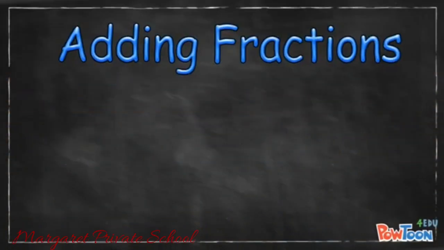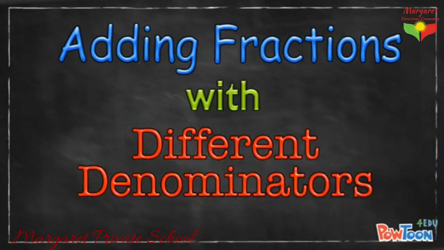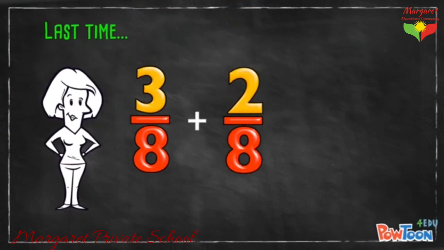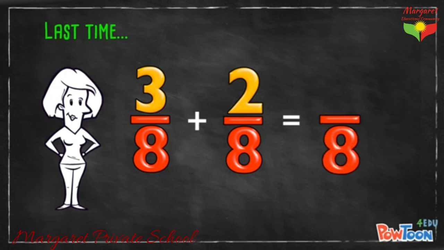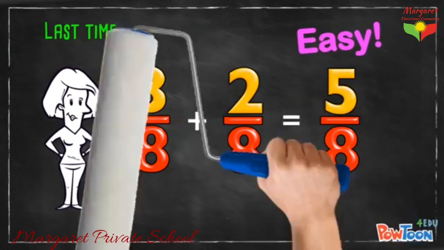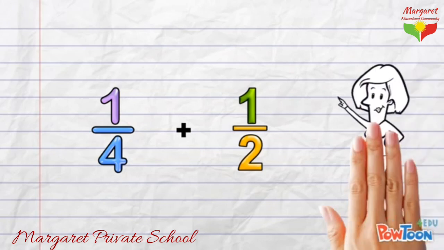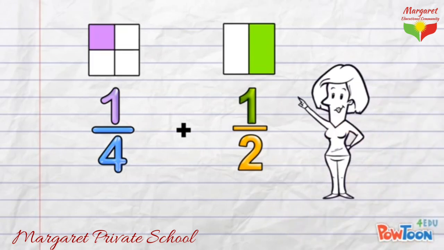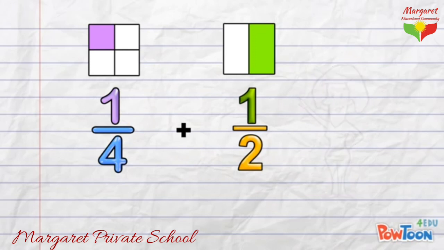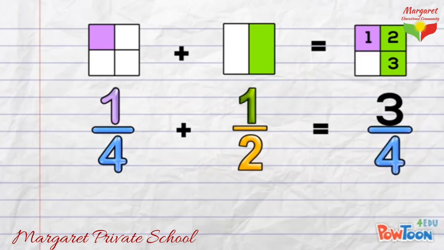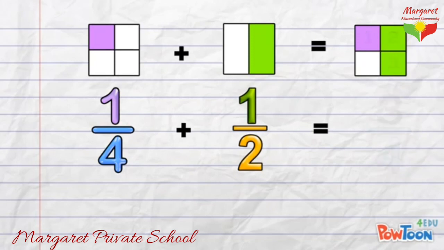Adding fractions with different denominators. Last time, when we added fractions that have a common denominator, we learned that we keep the denominator and just add the numerators. That's easy enough. This time, we'll add these fractions with different denominators. Here's a diagram to represent each fraction. And you can see that if we add these together using the diagrams, this is what we get: 1, 2, 3 quarters. Let's save that up here on a note.